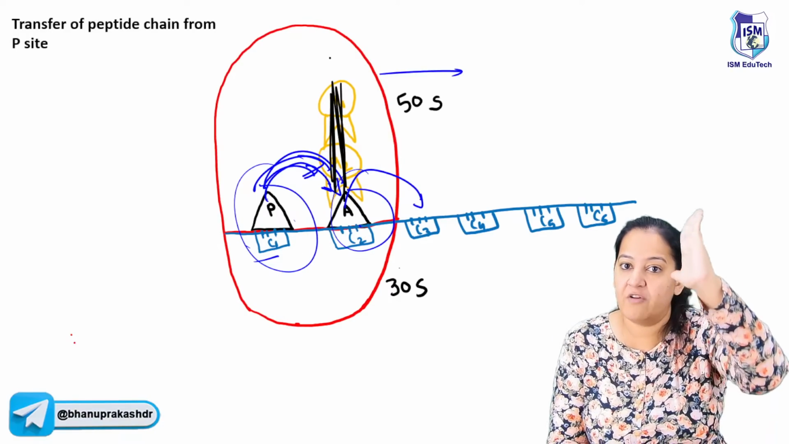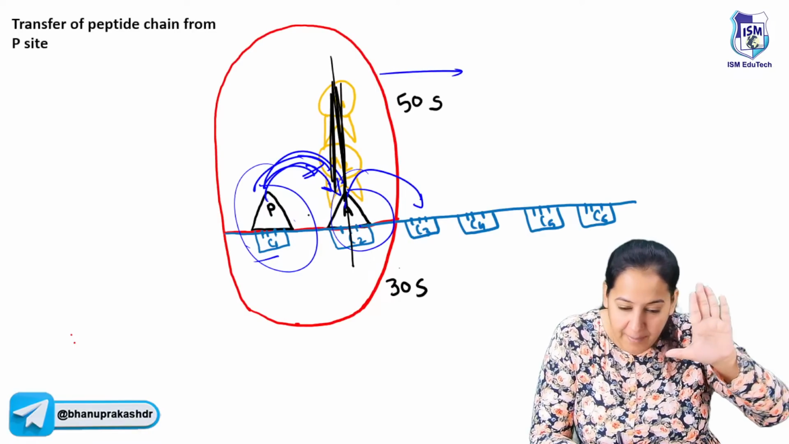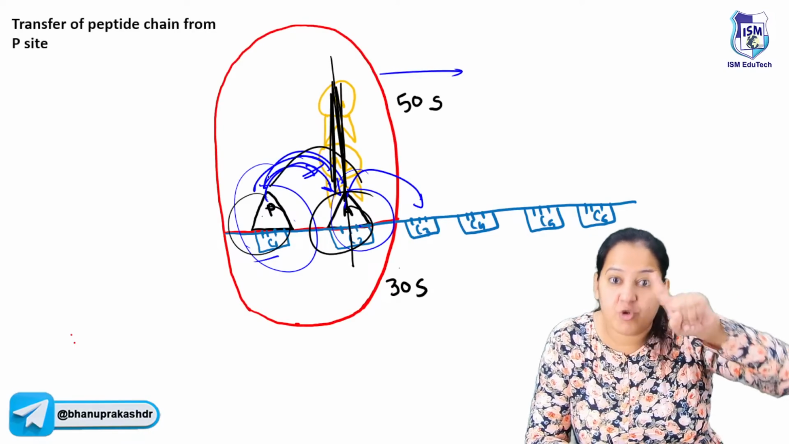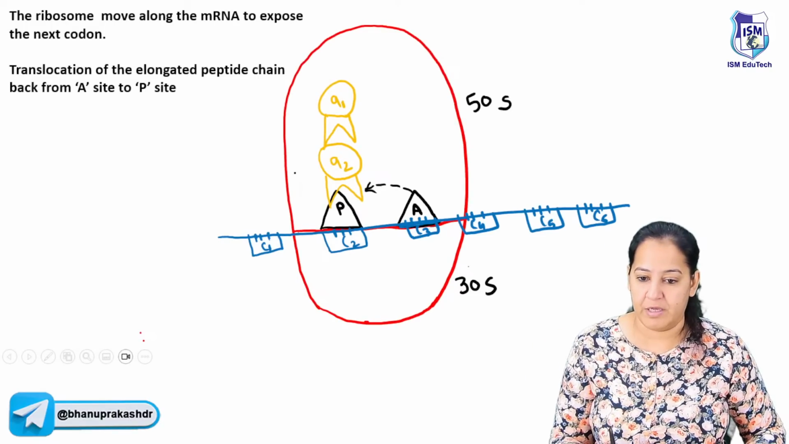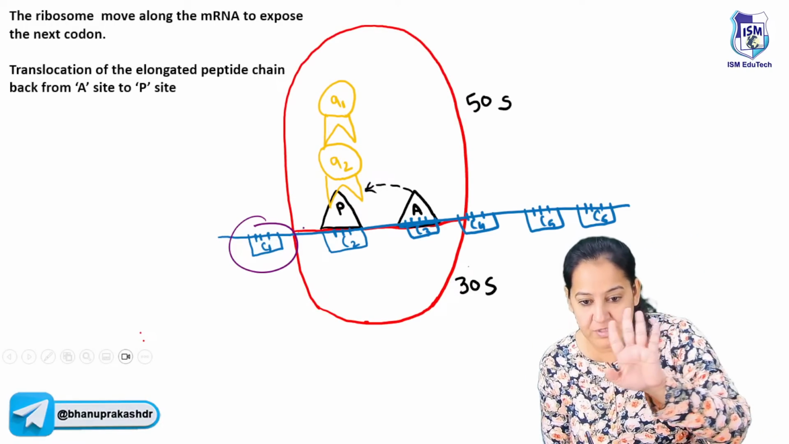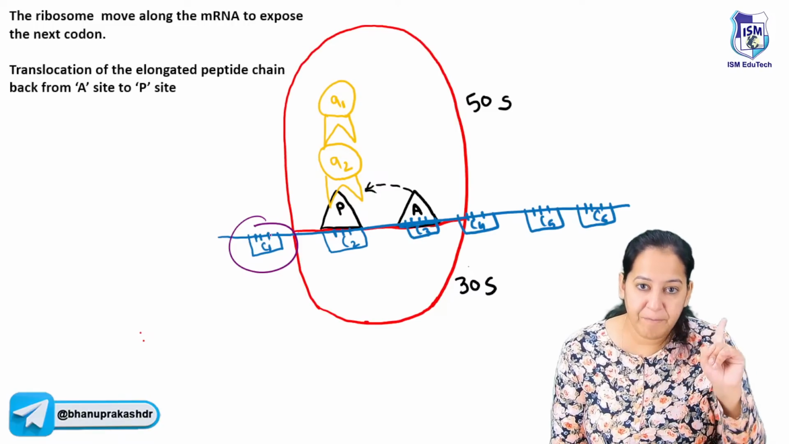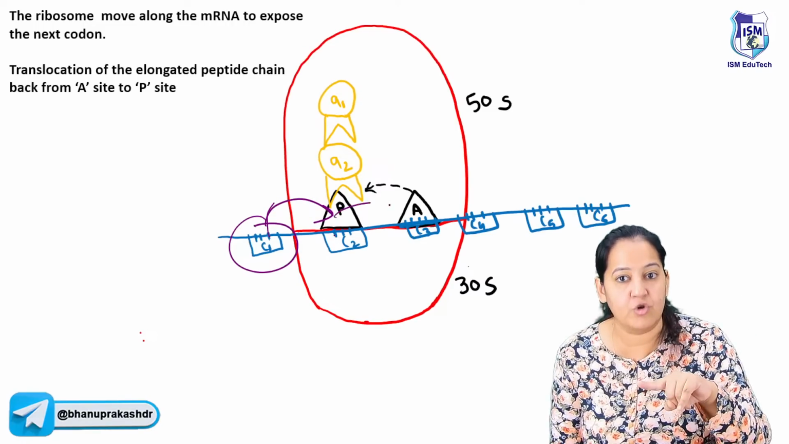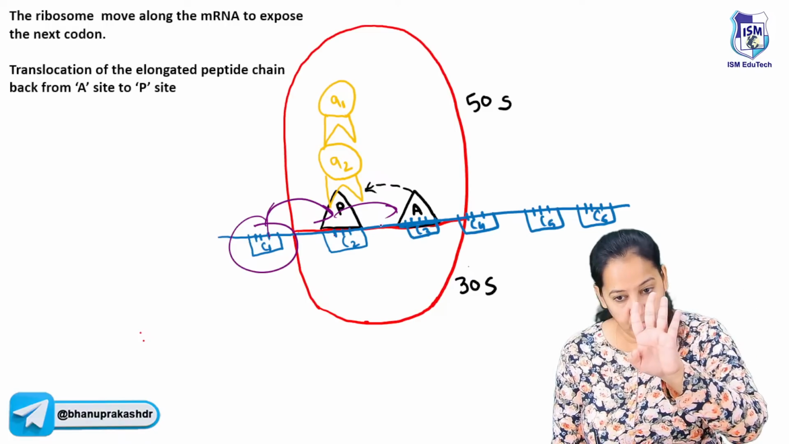So currently the chain of amino acid is on the A window, but now the ribosome is moving. So at the place of A, the P will come. So it is an A to P shift. The chain is shifting from A to P. You are getting C1 empty. The complete ribosome has moved by one codon. So P, which was on C1, has now moved to C2, and A, which was on C2, has moved to C3. So the ribosome is moving by one codon.